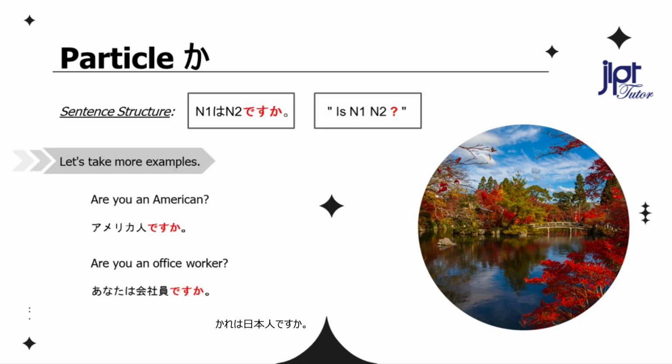Try making similar sentences on your own and practice more and more. Are you an American? アメリカ人ですか？ Are you an office worker? あなたは会社員ですか？ Just remember to put particle ka at the end of the sentence to make it a question.